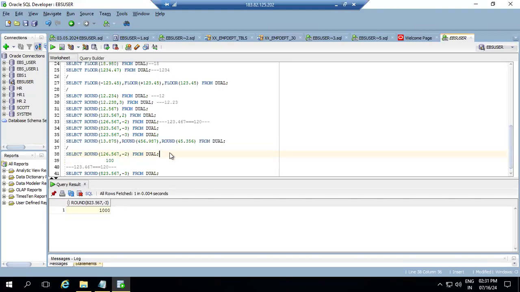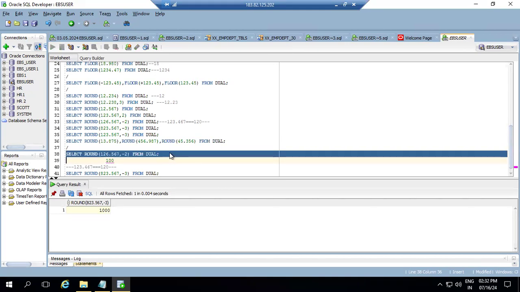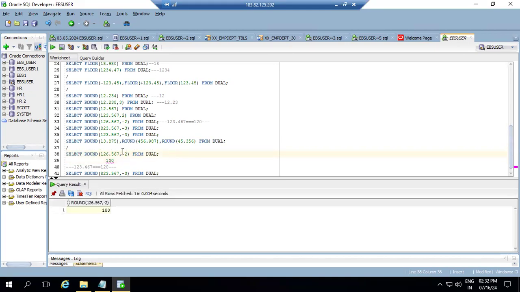So we should get the output 100. Can we get the output as 100 or any changes in the output here? 100 itself, right? If it is 100, it directly goes to the second value over here. When it is less than 5, it is calculating 0 only. It is considering 0. If you are having greater than 5, the second value I'm changing, like 6 here.